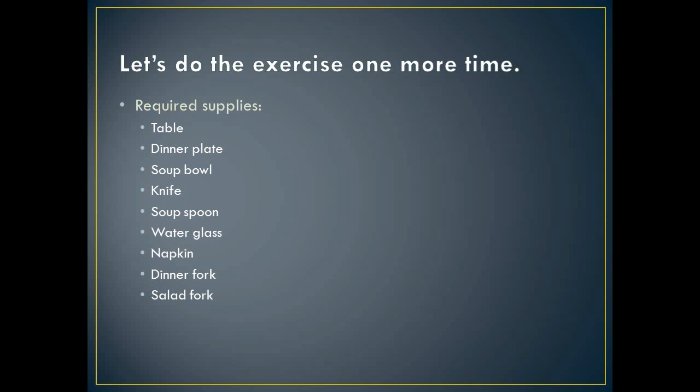The class will need the following: a dinner plate, soup bowl, knife, soup spoon, water glass, napkin, dinner fork, and salad fork. You could have one set for the classroom and have students work together, or have enough that each student has their own set. The items also do not need to be real, but could be made out of paper. A table should be set up so that the items can be placed on the table. Before the recording is played, the student or the teacher should explain each item and its use.